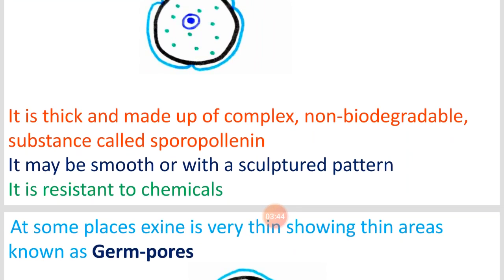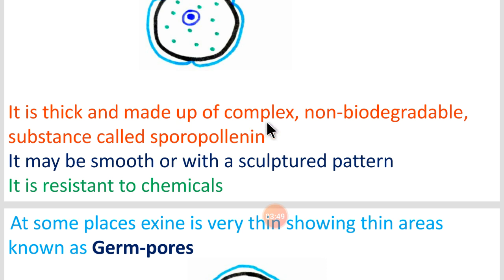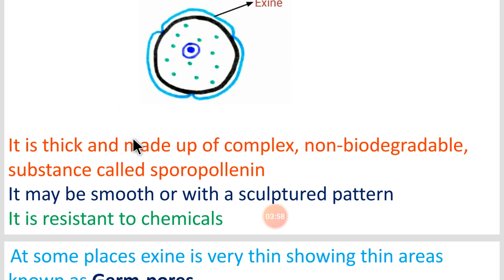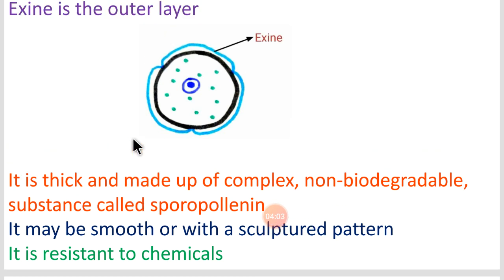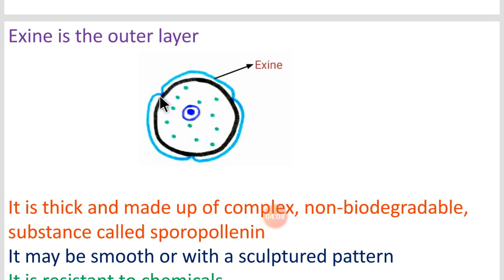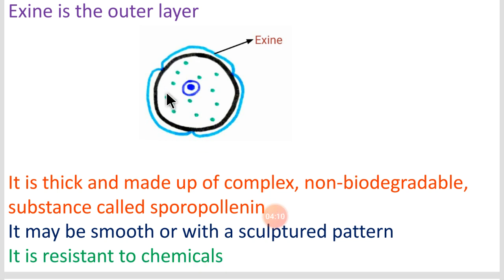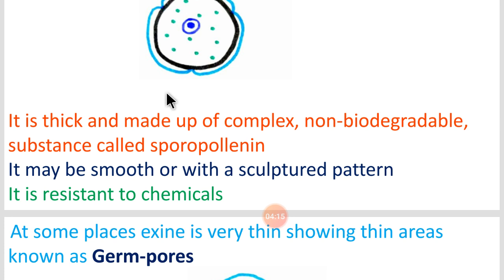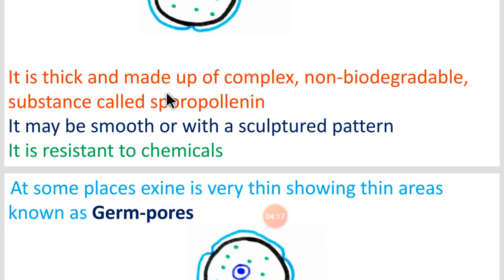It is thick and made up of a complex non-biodegradable substance called sporopollenin. It may be smooth or have a sculptured pattern, and it is resistant to chemicals. So till now we have seen in the diagram of the pollen grain that the outermost layer is called exine, which is made up of the complex non-biodegradable substance sporopollenin.